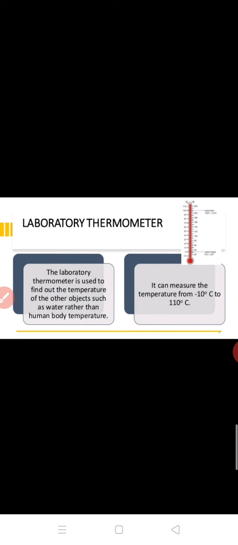Next is laboratory thermometer. There is one more type of thermometer found, the laboratory thermometer. What is laboratory thermometer? We will study now. Let us do a simple activity to know how to use a laboratory thermometer. Click each tab to know more. Take 2 beakers and place them on a table. Fill them with hot and cold water respectively.